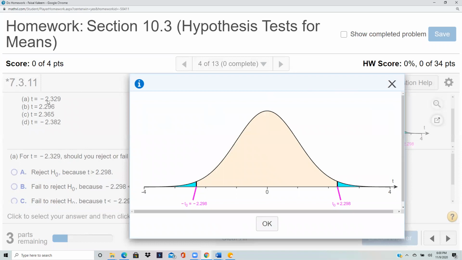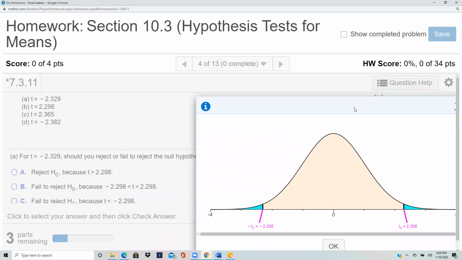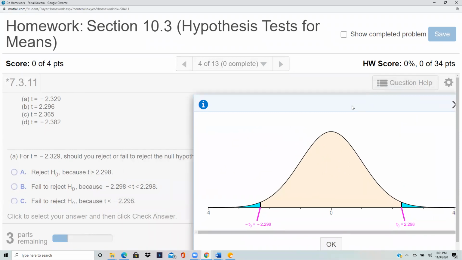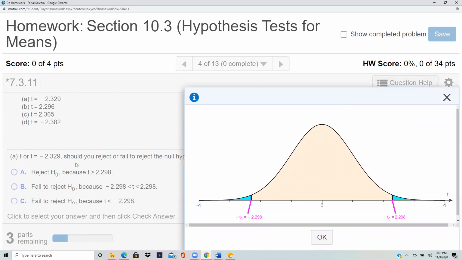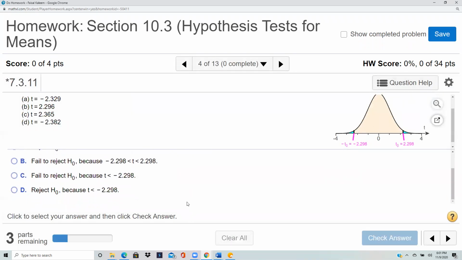It was negative 2.329. So negative 2.3. Negative 2.3 is more negative than negative 2.2, so it will be here. So it is in the rejection region. So you will reject the null, and the reason will be that, okay, so it's none of these three. It will be this last one, because that negative 2.3, it was less than negative 2.2. That's the only correct statement.